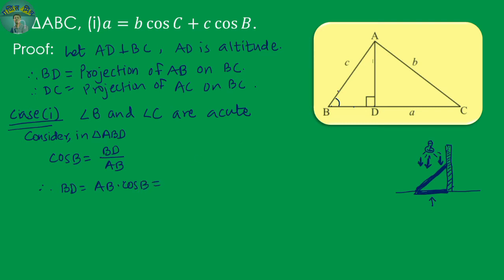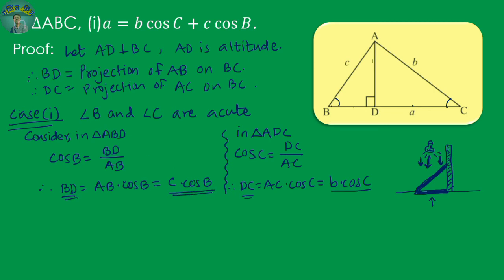But what is actually AB? AB is c. So BD is c cos B. Similarly, in triangle ADC, or you can say ACD, okay, what is cos C? Cos C will be adjacent upon hypotenuse, so adjacent DC upon hypotenuse AC. Therefore, what is the value of DC? DC is equal to AC cos C, or what is AC now? AC is b. So DC is b cos C. And here BD is c cos B.